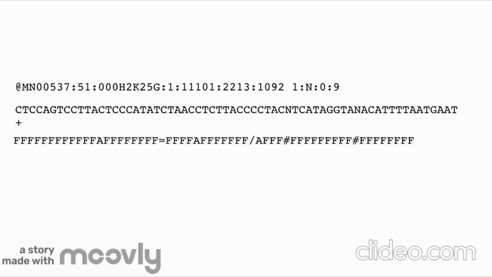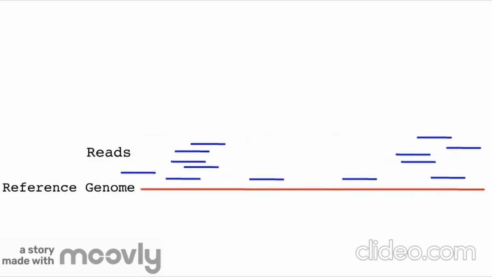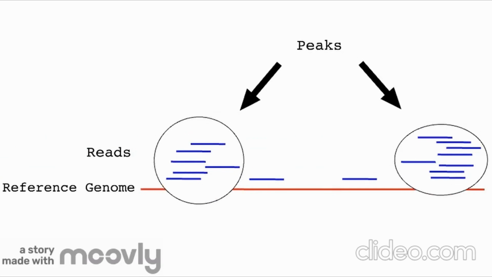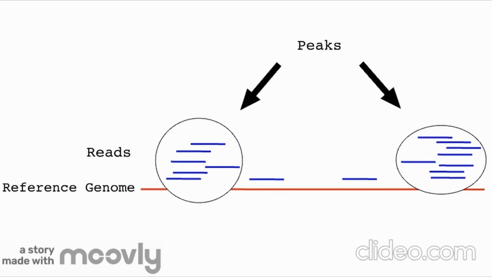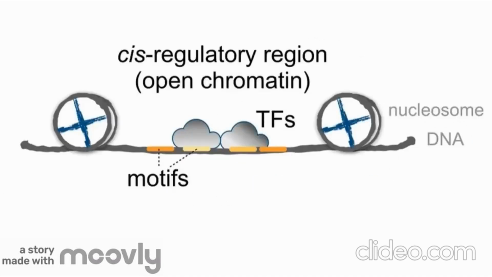The resulting FASTQ sequencing file contains millions of reads that are then bioinformatically trimmed to remove the adapter sequences and mapped to a reference genome sequence. When multiple trimmed reads map to the same chromosomal sequence forming a peak, that pinpoints the location of a DNase-accessible region in the genome. Such DNase-accessible sites usually correspond to regulatory cis elements recognized by transcription factors.